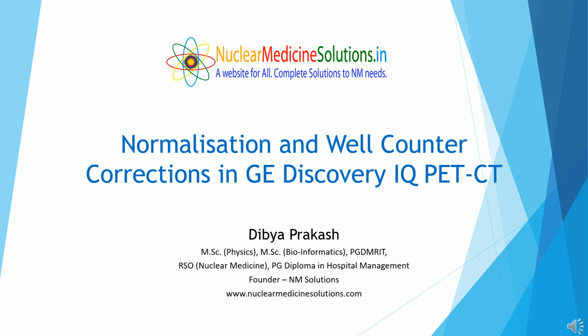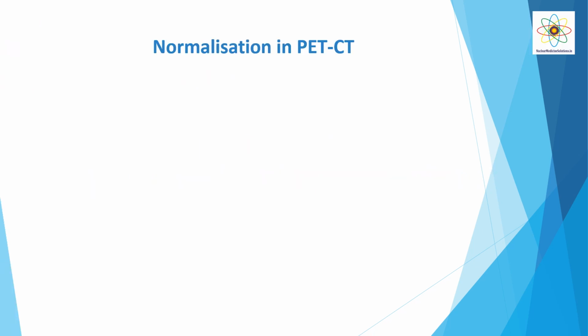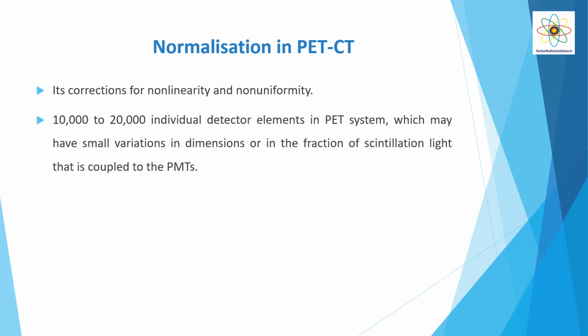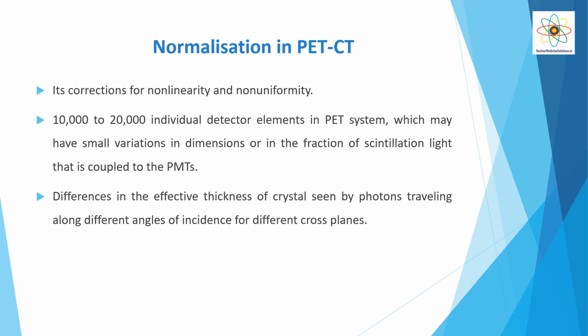So let's begin. Let's discuss what normalization in PET-CT is. Normalization is basically correction for non-linearity and non-uniformity, which is similar to those employed in SPECT machines. A PET scanner may have 10,000 to 20,000 individual detector elements which may have small variations in dimensions or in the fraction of scintillation light that is coupled to the PMTs. There may also be differences in the effective thickness of crystal seen by photons traveling along different angles of incidence for different cross planes. Correction for these variations is known as normalization.